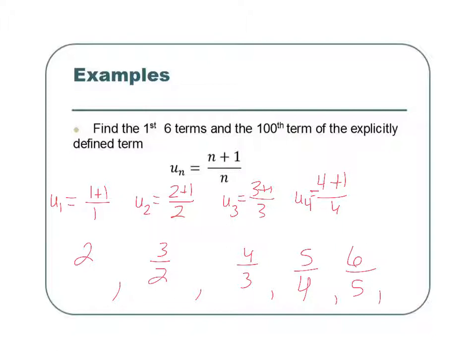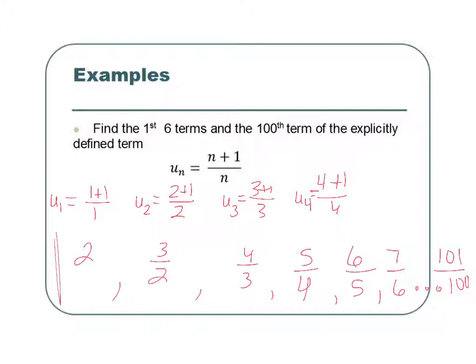So then I'm supposed to find the first 6 terms. So then I'd have a 7/6 for the 6th term. All right. And then let's just stick in a dot, dot, dot, because we have to then jump way down to the 100th term. Well, if I put 100 in for n, then I would have a 101 over 100.